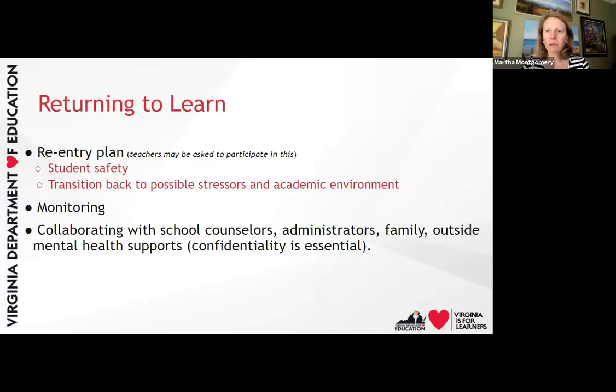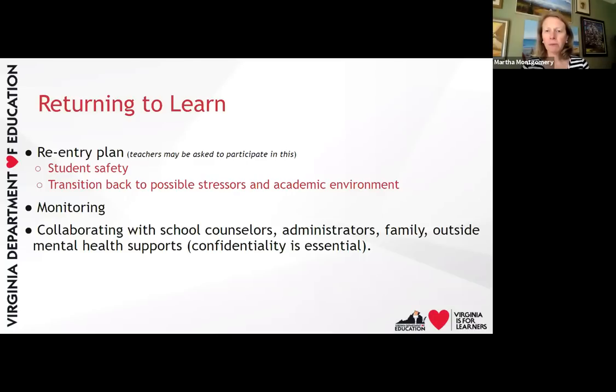Part of that returning to learn process is collaboration. We want to collaborate with our school counselors, our administrators, the family especially, and any outside mental health supports. If the student was outside receiving some type of intervention or treatment, we really want to have that close collaboration with those mental health providers so we know how to support the student best when they come back to school.